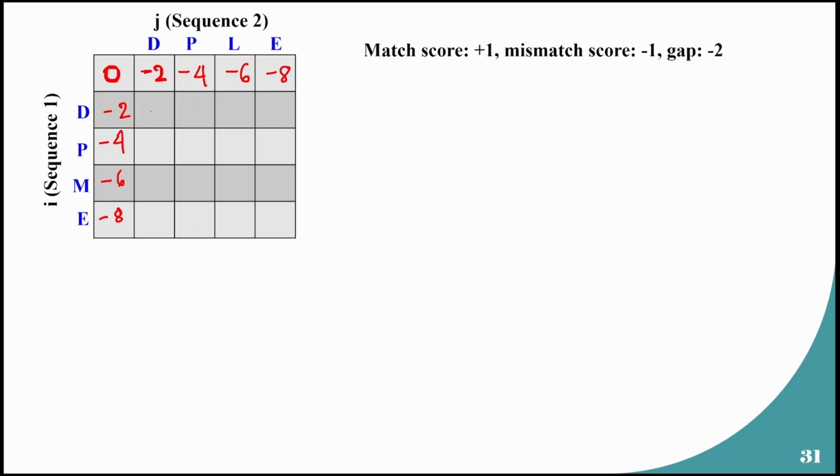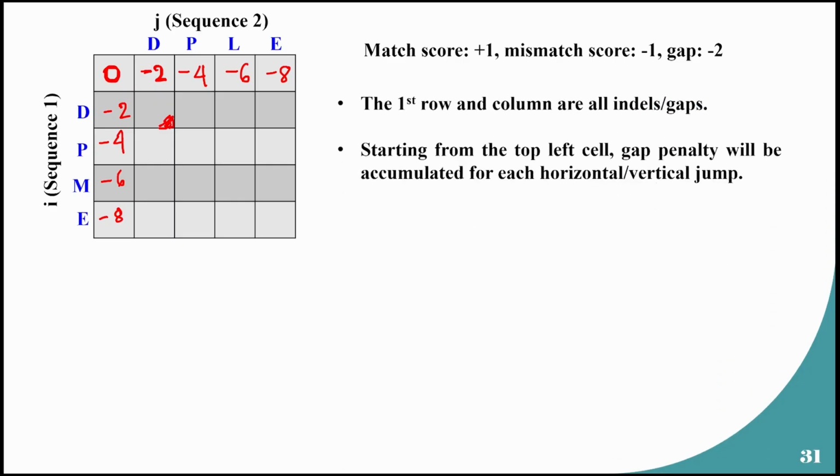But then what is the value for all of the other cells still present in this matrix? The next calculation you can do is for the cell immediately next to this D here. For calculating the score for a particular cell, you need to consider three different routes. The first row and column are all indels or gaps, so you can fill those out, starting from the top left cell and accumulating the gap penalty for each horizontal or vertical jump.